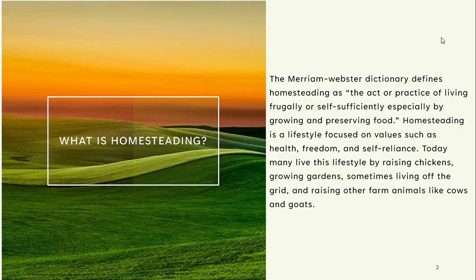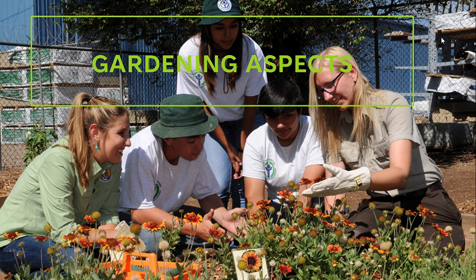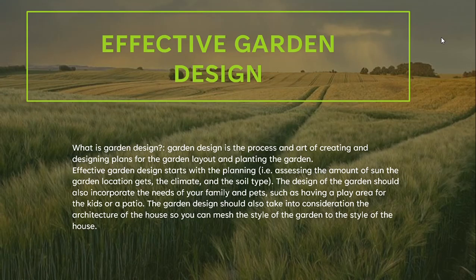Starting off with what is homesteading. The Merriam-Webster Dictionary defines homesteading as the act or practice of living frugally or self-sufficiently, especially by growing and preserving food. Homesteading is a lifestyle focused on values such as health, freedom, and self-reliance. Today, many live this lifestyle by raising chickens, growing gardens, sometimes living off the grid, and raising other farm animals like cows and goats. So we're going to quickly talk about some gardening aspects of homesteading.